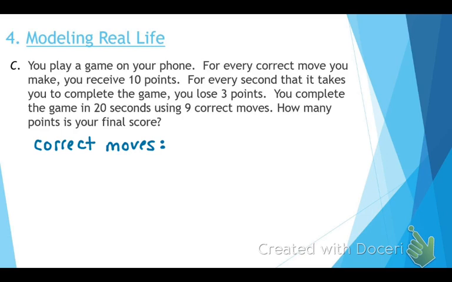How many points do I get for making a correct move? 10. Look right here. For every correct move you make, you receive 10 points. How many correct moves did I make? 9. It says I had 9 correct moves. So I can do 10 plus 10 plus 10 plus 10 plus 10 plus 10 plus 10 plus 10 plus 10. Or what can I do? Multiply by 9. Just multiply it times 9. Guys, what's 10 times 9? 90. Is that positive or negative points? Positive. It says that you make 10 points. So we get 10 points just for every single time that we make a correct move.